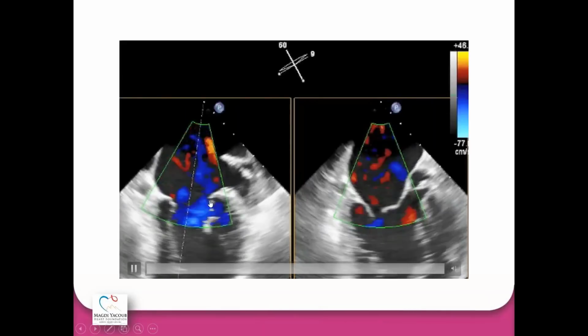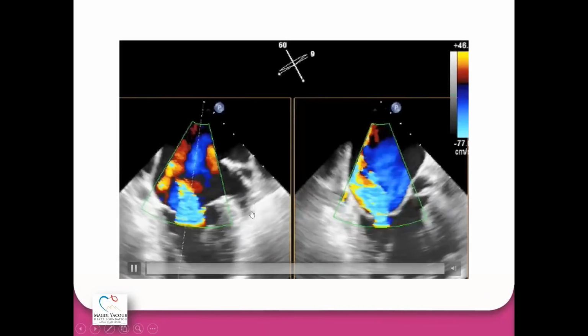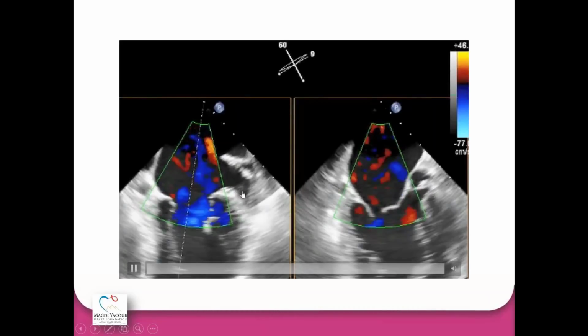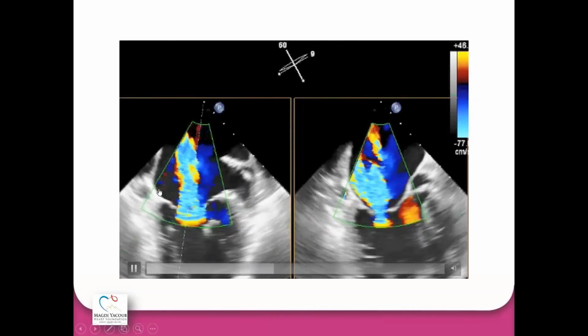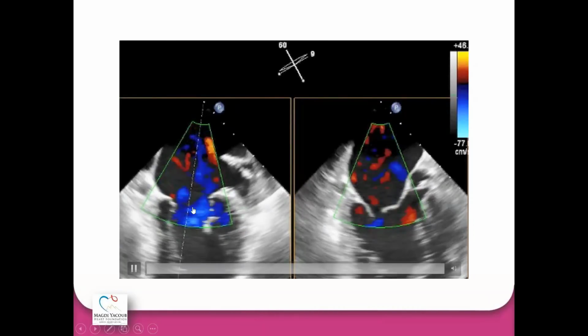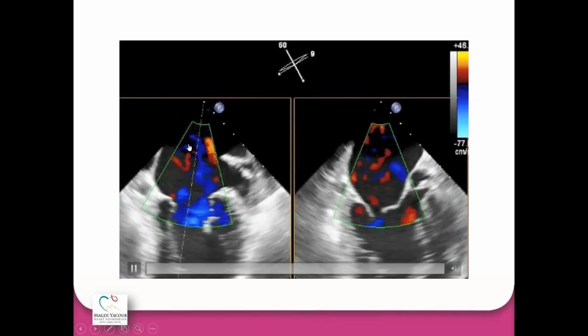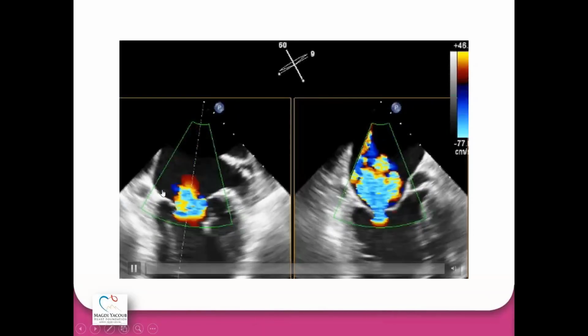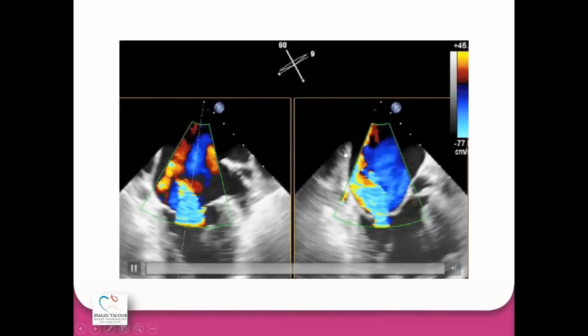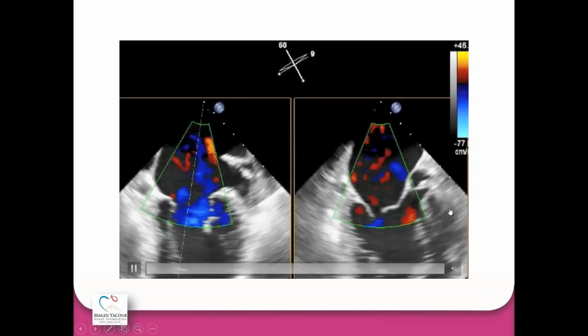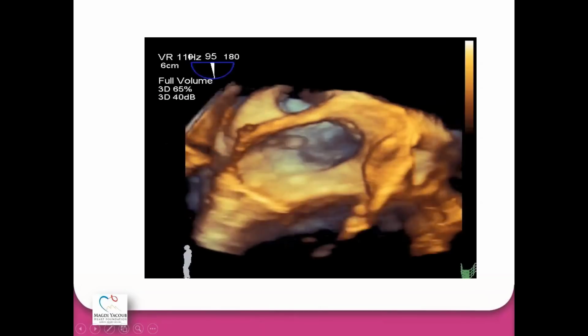X-plane is very helpful as well. It is not a 3D mode, but you will not be able to do X-plane unless you have a 3D TEE probe. This is the commissural view. The atrial appendage is here, the Coumadin ridge, the left upper pulmonary vein. So here is lateral, here is medial. By putting your X-plane line exactly in the middle, you will get A2 and P2 in long axis. So this jet was central from a lateral-medial perspective, but it was posteriorly eccentric from the anterior-posterior perspective.